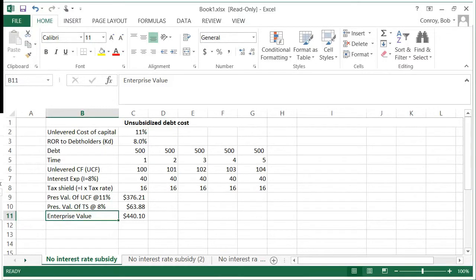Welcome. I had a question about subsidized debt and how to handle it. So I constructed this rather simple example which I think will help people. So let's start with this unsubsidized debt cost, and let's make this an APV analysis.